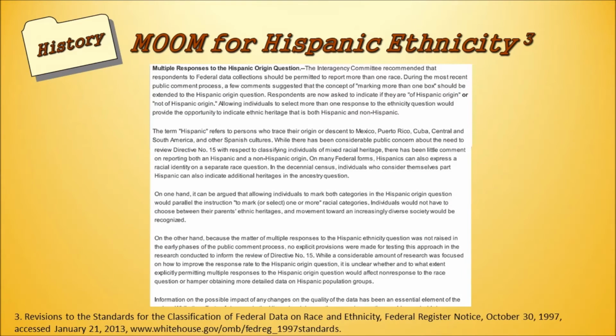Well, some consideration for changing the ethnicity question to allow multiple or mixed Hispanic identity was made, and you can read the OMB's thinking in this regard in the October 30th, 1997 Federal Register, which I've copied here. In fact, a lot of ink was spent explaining their rationale, but essentially it boils down to two points that I have highlighted here.